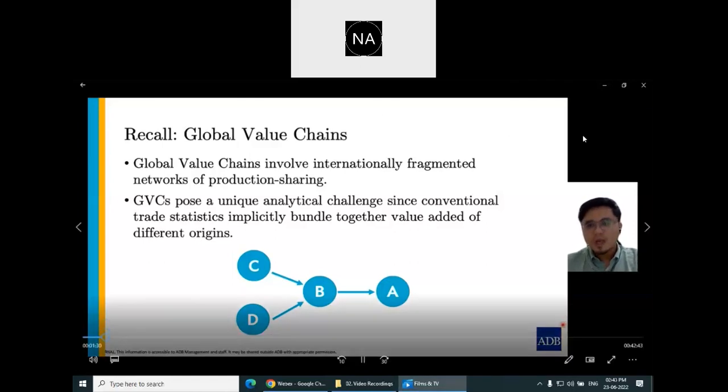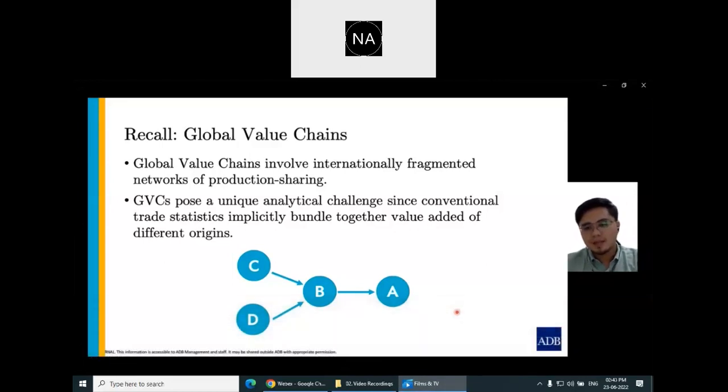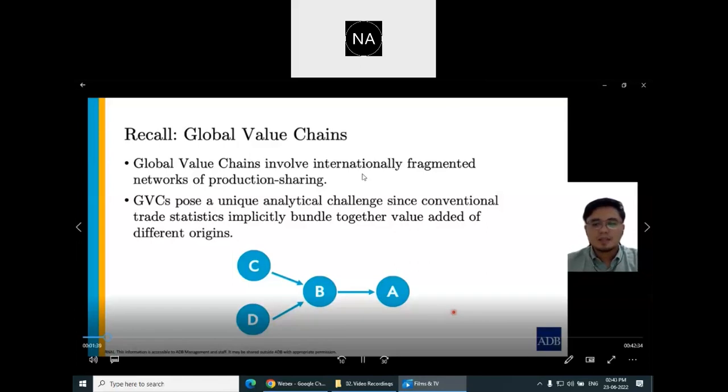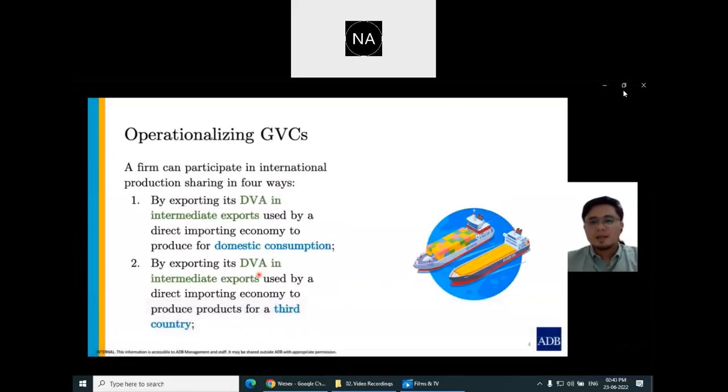We've learned in the previous session that one solution to address this is to decompose exports into value-added components using the multi-regional input-output tables such as the ADB MRIOT database. There are four ways for a firm to participate in GVCs. Knowing these concepts will help us in operationalizing GVC participation using actual data.